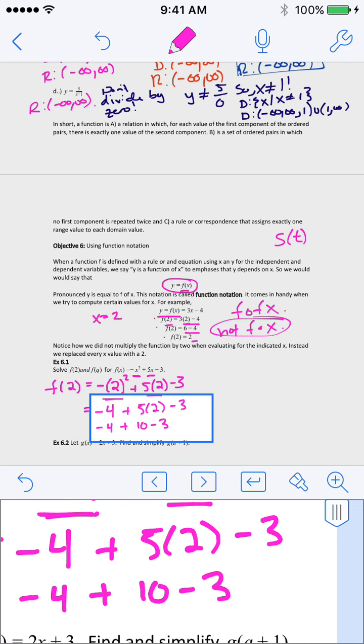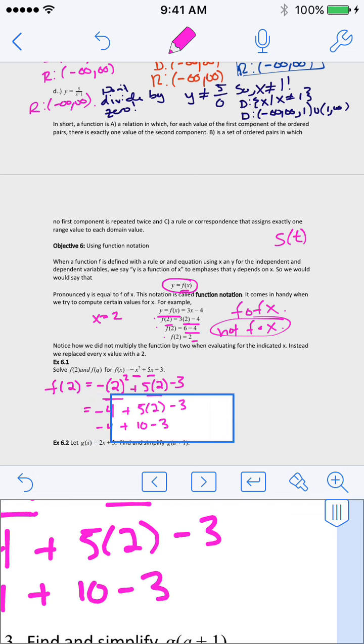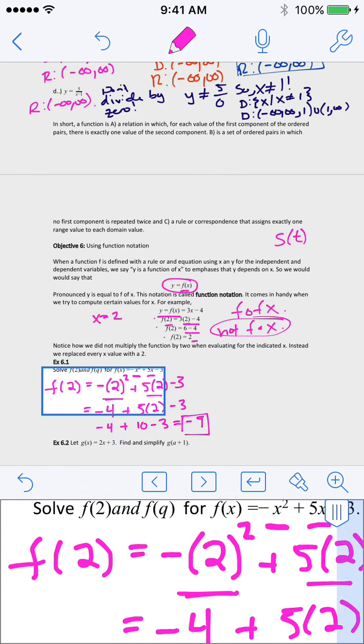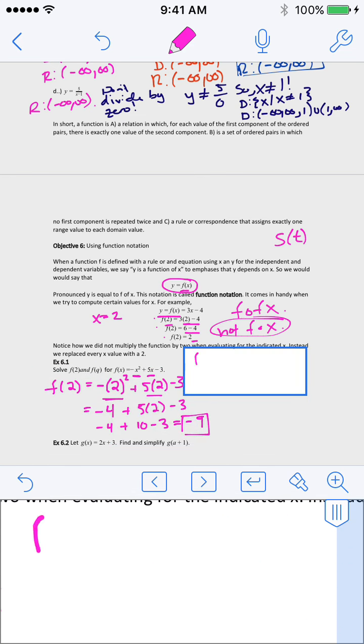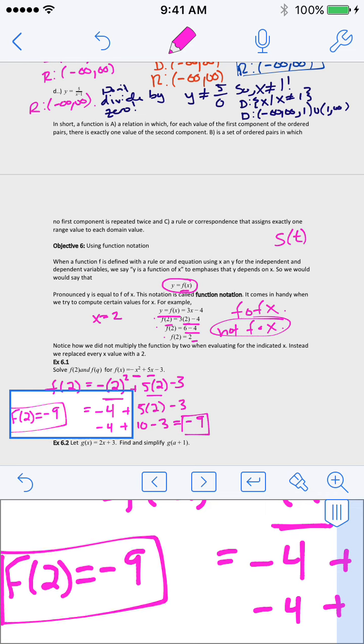And then addition and subtraction. Remember, addition and subtraction are interchangeable. It's whichever one comes first. So now negative 4 plus 10 is 6, minus 3 is... actually, negative 4 plus 10 is negative 6 in the speaker's telling, minus 3 is negative 9. So we've evaluated the function f of 2. Let's not do f of q there because we want to save some room for that other part. So f of 2 equals negative 9, meaning when I plug in 2, I get negative 9. It's not f times 2. I'm not multiplying 2 to everything. I'm plugging in 2.